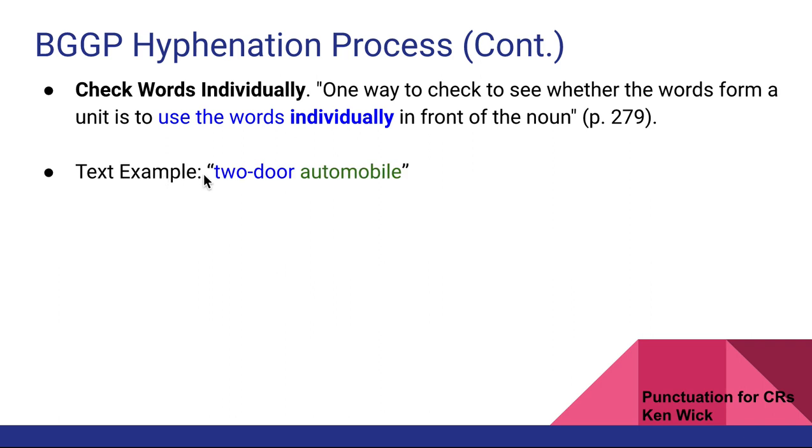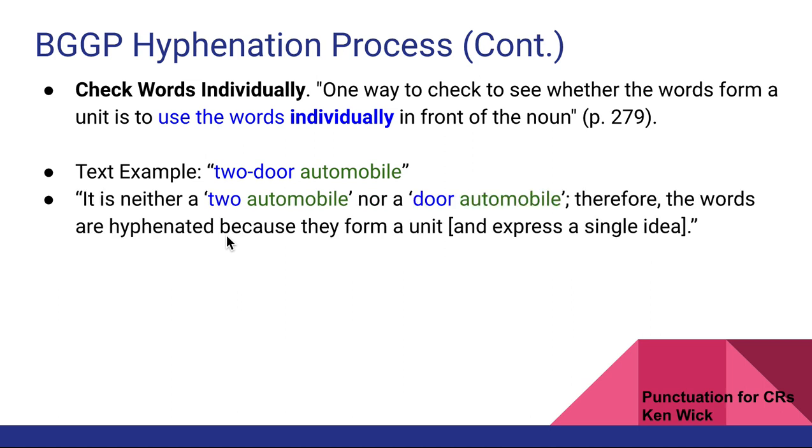The text has the example of two-door automobile, which is hyphenated. Then it states, it is neither a two automobile nor a door automobile. Therefore, the words are hyphenated because they form a unit and express a single thought. So basically, these words don't modify automobile individually. They modify it together. So that is the best way, or the only tool we really have, to determine if they're functioning as a unit.